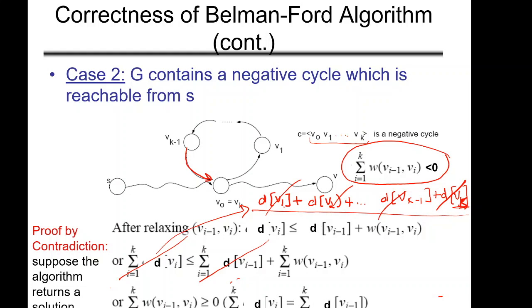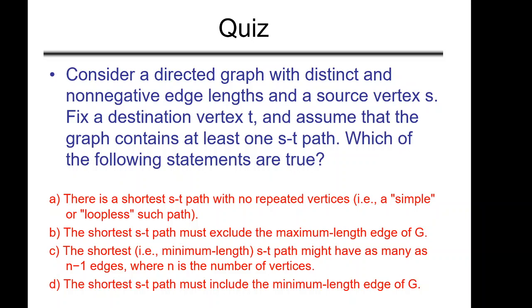So we have proved the correctness of Bellman-Ford for both cases, when G does not contain a negative cycle and when G contains a negative cycle. Let's stop here. I have a quiz for you, so you can pause the video and solve the quiz. In the next video we will see Dijkstra's algorithm.